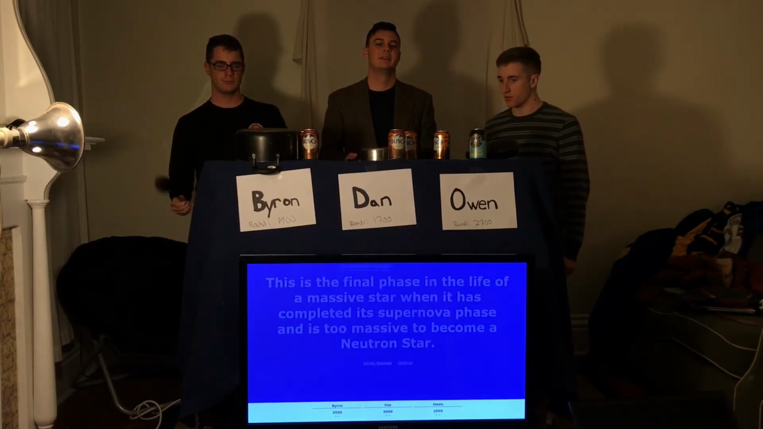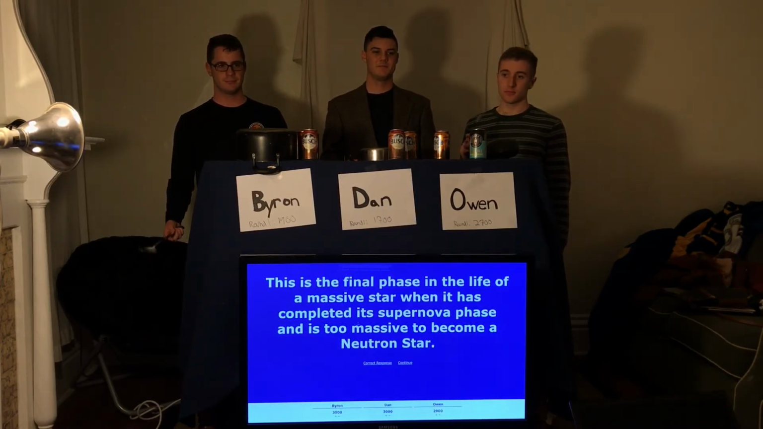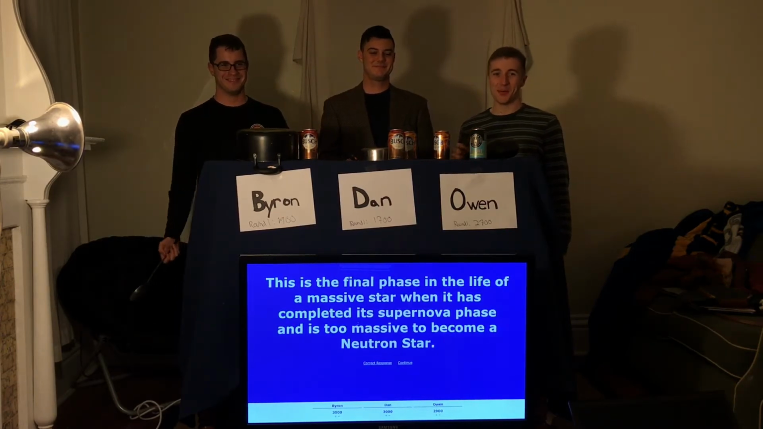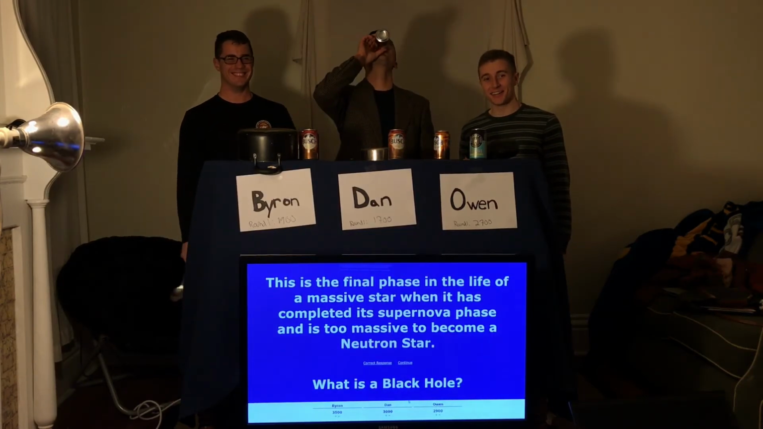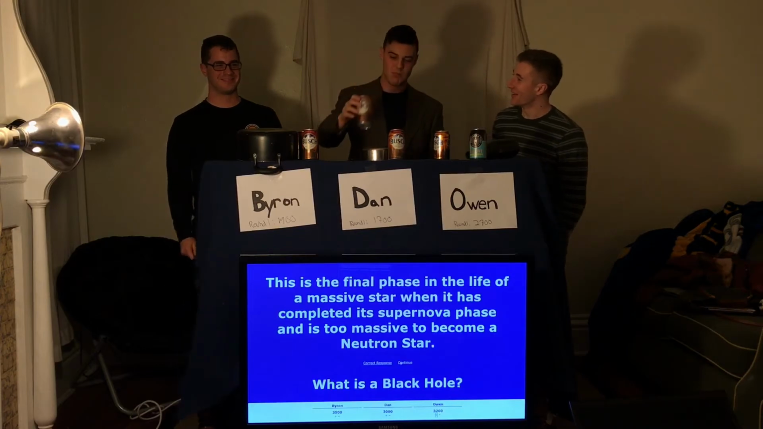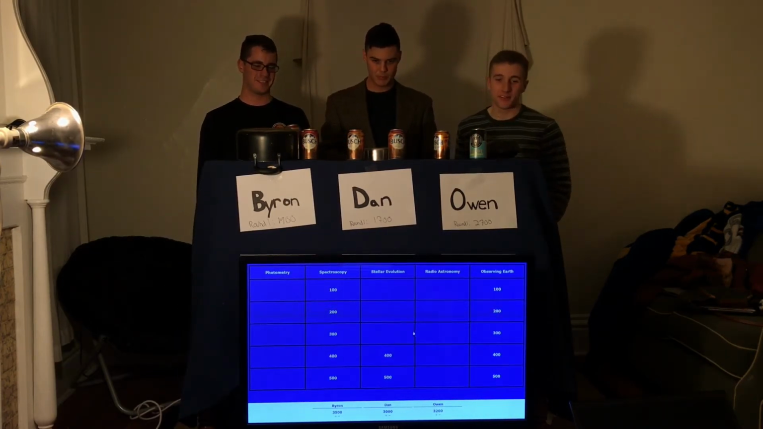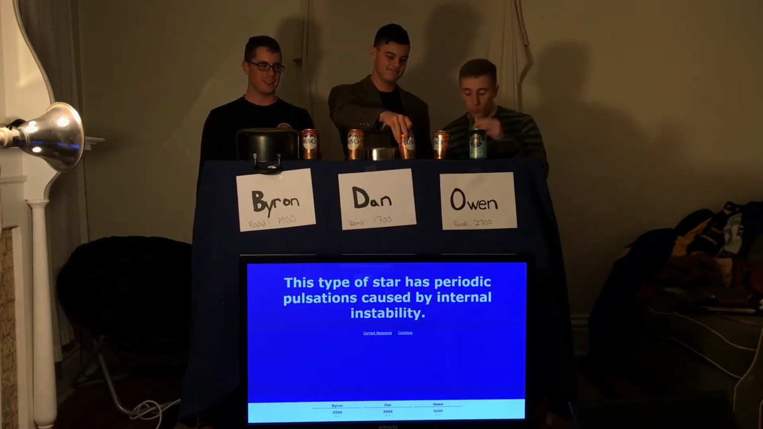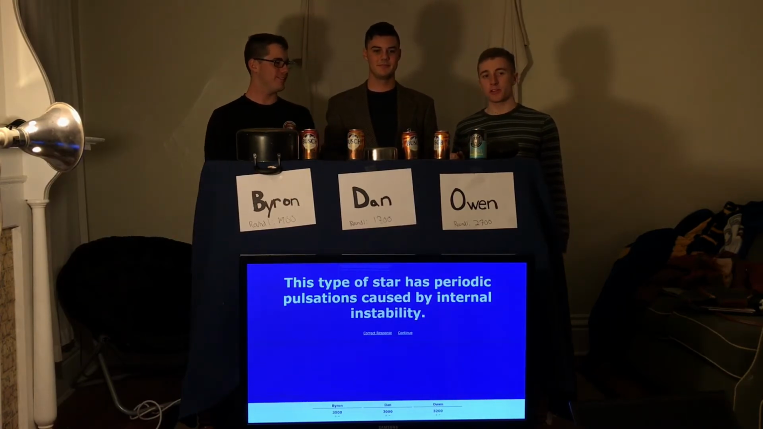You got it. This is the final phase in the life of a massive star when it has completed its supernova phase and is too massive to become a neutron star. Owen. What is a black hole? Yes, what is a black hole? You got it. Alright, Owen, you keep it. For 4? Alright. This type of star has periodic pulsations caused by internal instability. What is a pulsar?